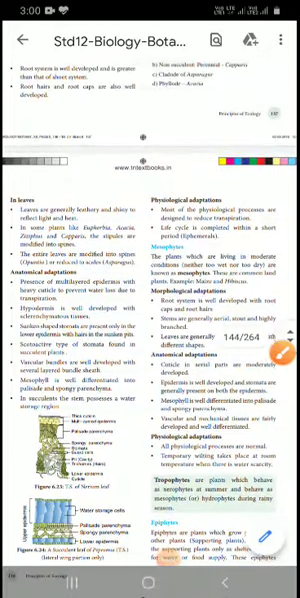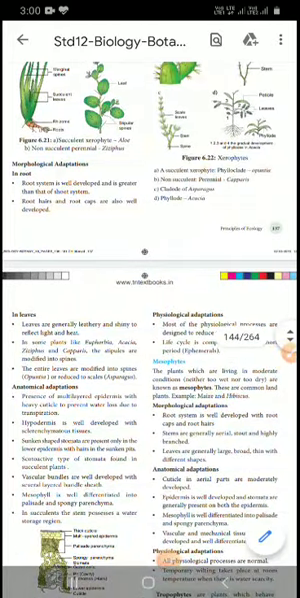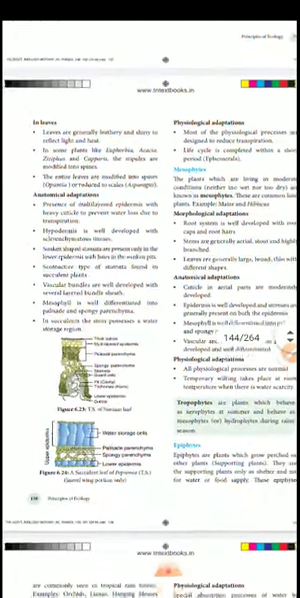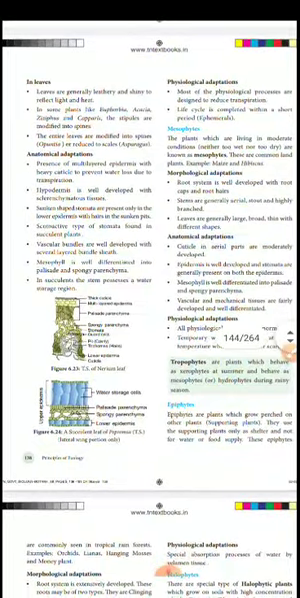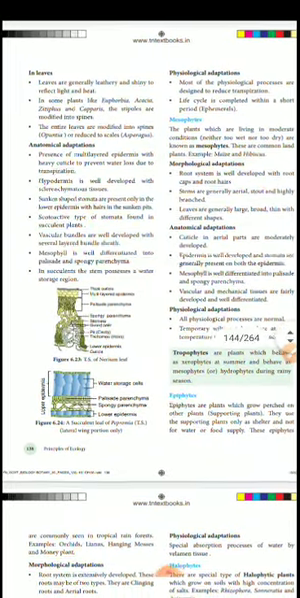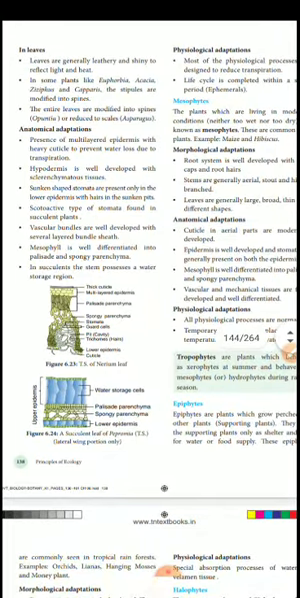Students, in the last class we discussed xerophytes and what morphological adaptation is. So in botany today we can see the morphological adaptation in leaves. Leaves are generally leathery and shiny to reflect light and heat. So leaves are very important. They reflect the light and heat.